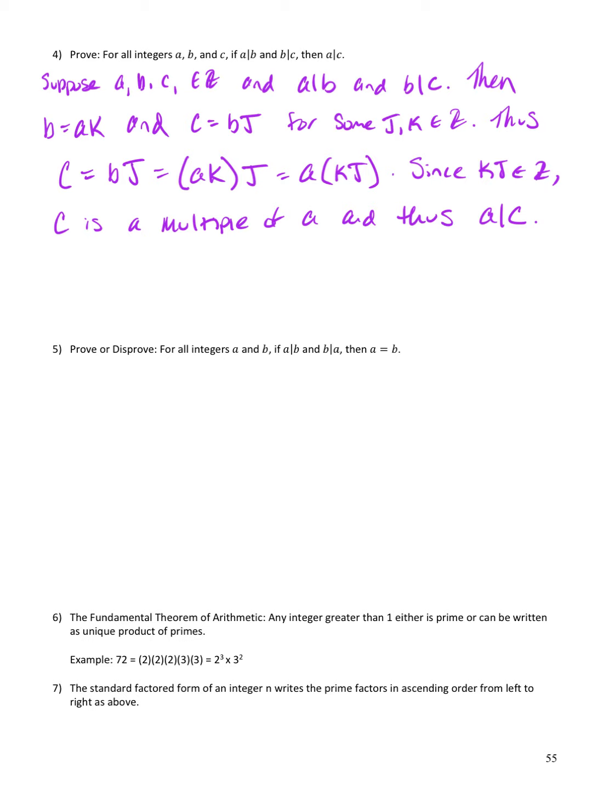Prove or disprove for all integers a and b. If a divides b and b divides a, then a equals b. So we'll start with some tests. a divides b and b divides a. So a is a multiple of b and b is a multiple of a. So it seems like they'd be equal, like if they were both 4, right? If a equals 4 and b equals 4, then a divides b because b is a multiple of a.